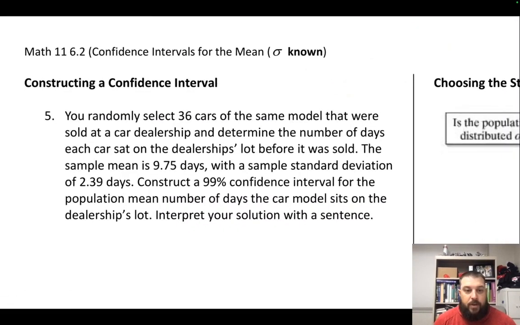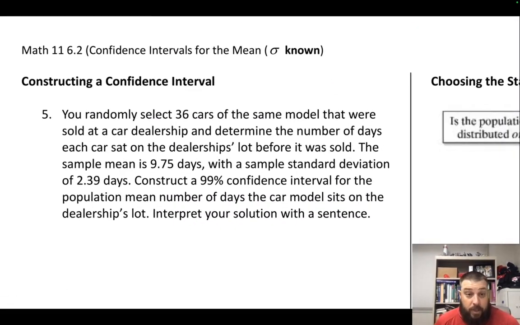All right, let's look at 5 here. So randomly, that's important, right? We randomly selected. Now we have 36 cars, so we're greater than our 30, so we're good. Of the same model that were sold at a car dealership, and determine the number of days each car sat on the dealership's lot before it was sold. Sample mean is 9.75 days with a sample standard deviation of 2.39 days. Construct a 99% confidence interval for the population mean of days a car model sits on the dealer's lot. Interpret your solution with a sentence.